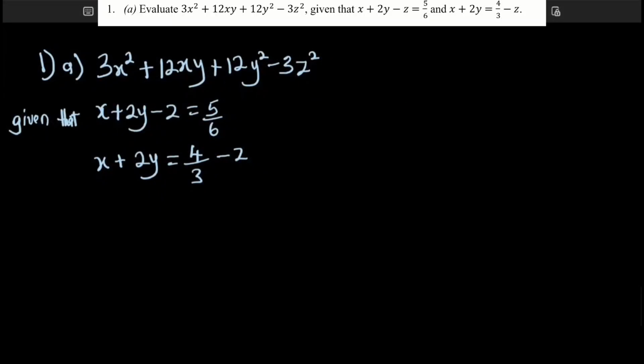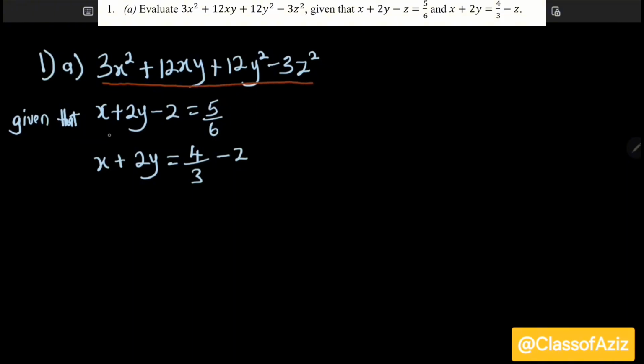WASSCE 2025 Core Maths, Section A, question 1A says: evaluate 3x squared plus 12xy plus 12y squared minus 3z squared, given that x plus 2y minus z is equal to 5 over 6, and x plus 2y is equal to 4 over 3 minus z.